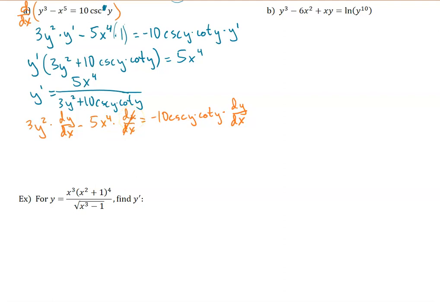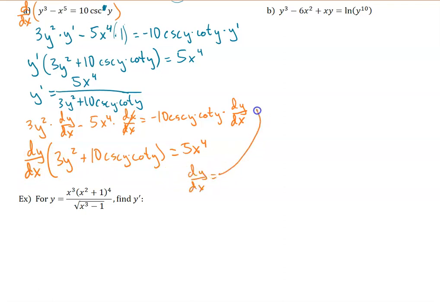Okay, now dx over dx is 1, so I didn't really have to write that, but I did for this first one. Okay, and then I still need to solve for dy over dx, so I'm going to do algebra the same way I did before. So 5x to the fourth moves to the right, this whole expression moves to the left. I factor the dy over dx to the front and get 3y squared plus 10 cosecant y times cotangent y equals 5x to the fourth, and then for my last step, I divide the entire equation by everything over here, and I have dy over dx equals, running out of room here, but it equals exactly what I had up there.